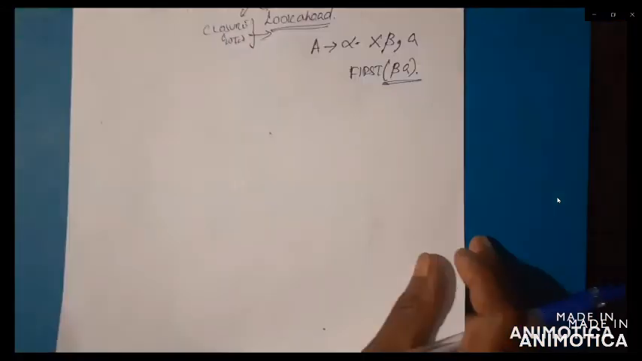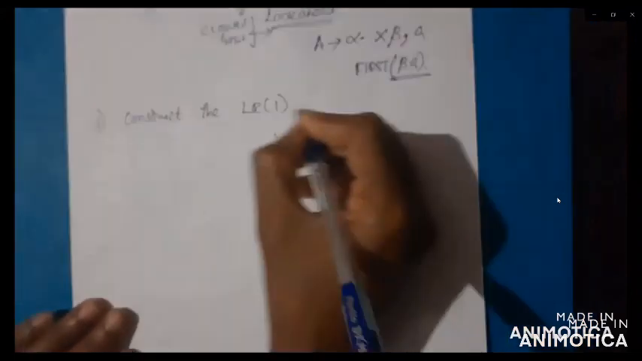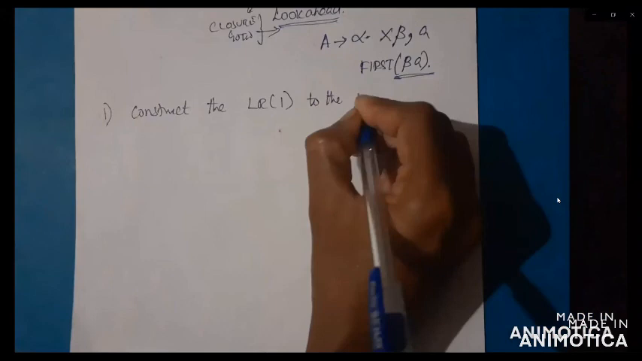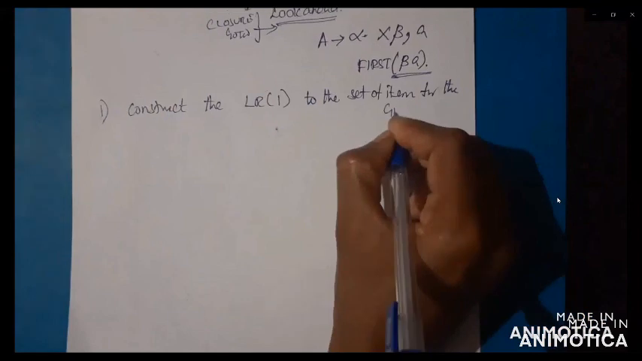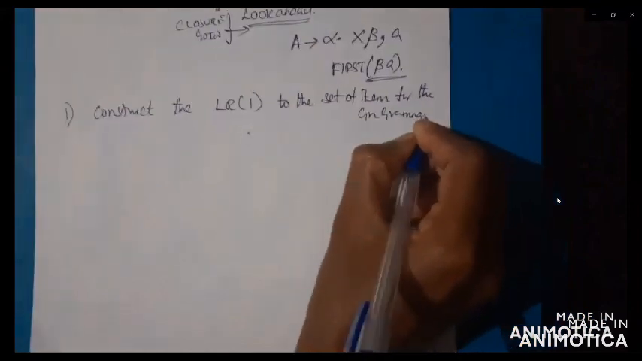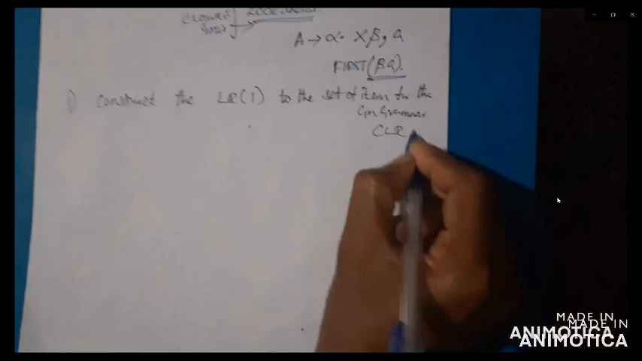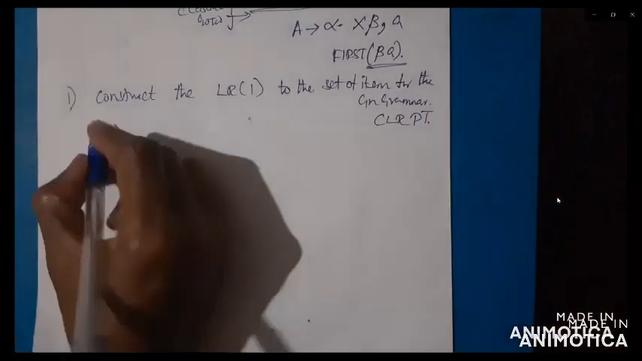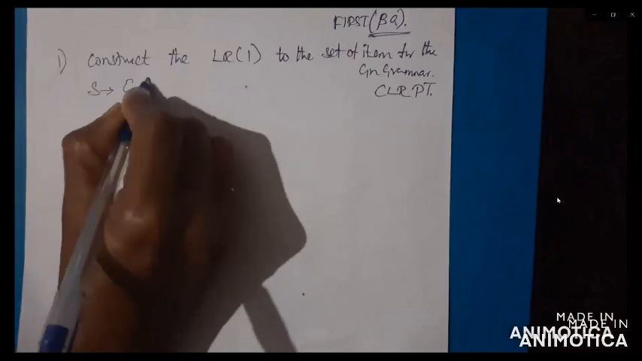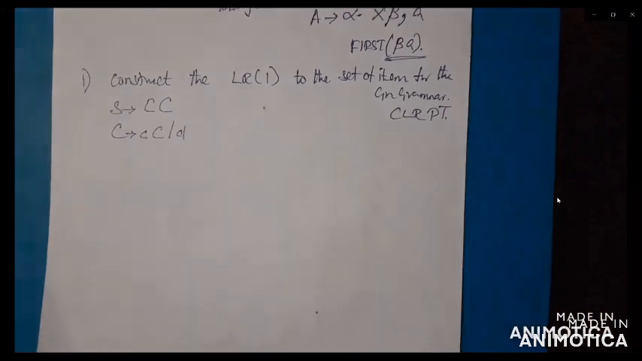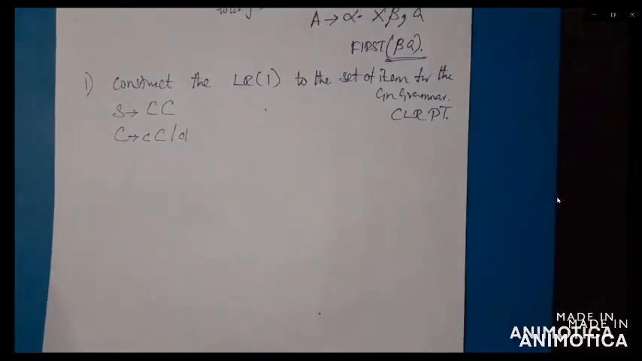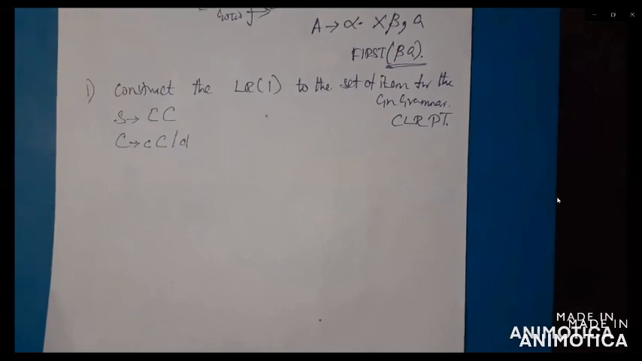Here I am giving the problem: construct the LR(1) set of items for the given grammar, to construct the CLR parsing table. So what is the problem here? S tends to capital C, capital C. C tends to small c capital C slash D. This is the problem. So how do we do this for the given problem?